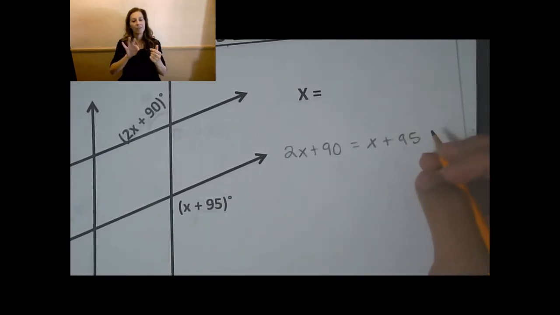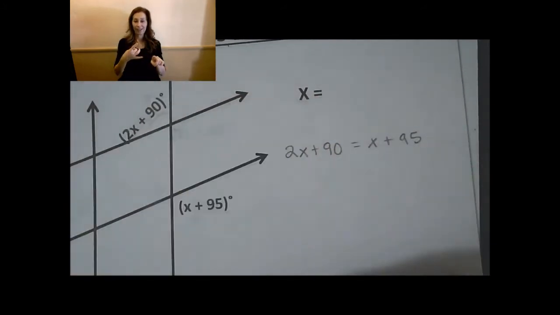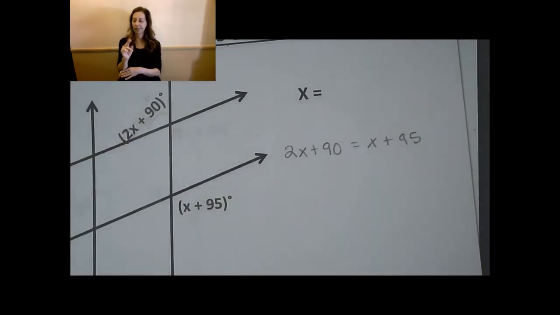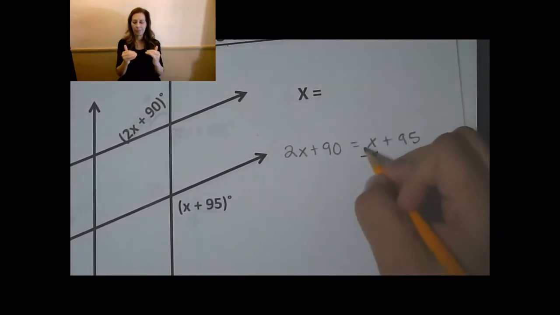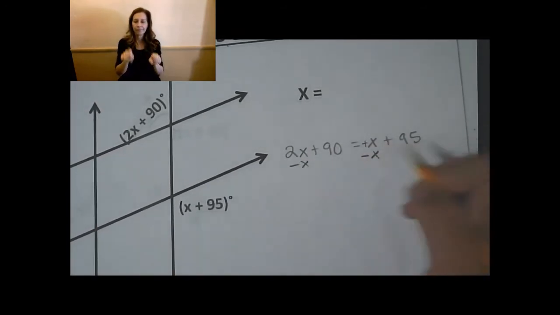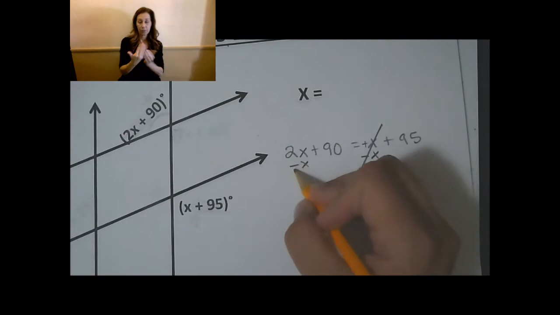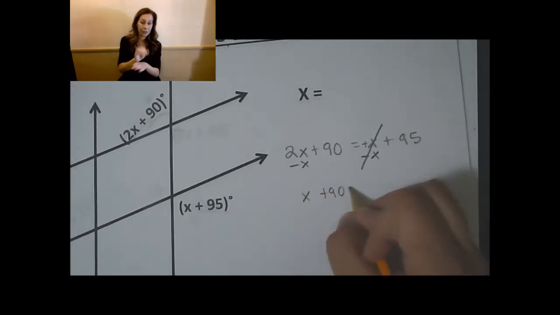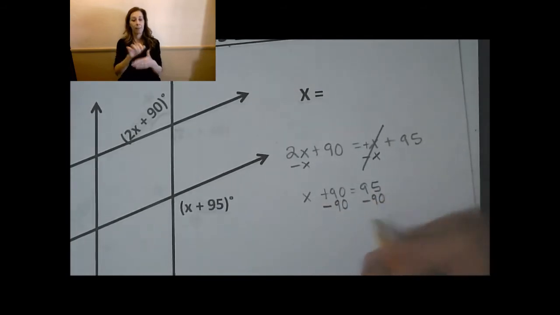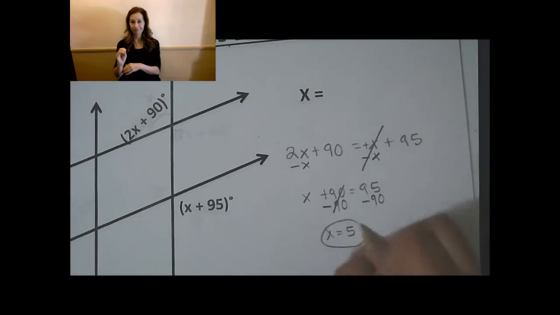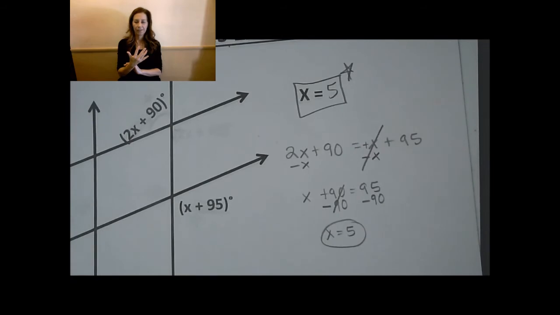Okay, well, when we're solving, you know that I like to move my variables to the left and my constants to the right, but remember, there's lots of different ways of solving multi-step equations. You get to choose. So I'm going to do the inverse of positive x, so minus x, that cancels. Whatever you do to one side, you have to do to the other. 2x minus x is just x, plus 90 equals 95. Then I minus 90 minus 90, x equals 5. So x equals 5.